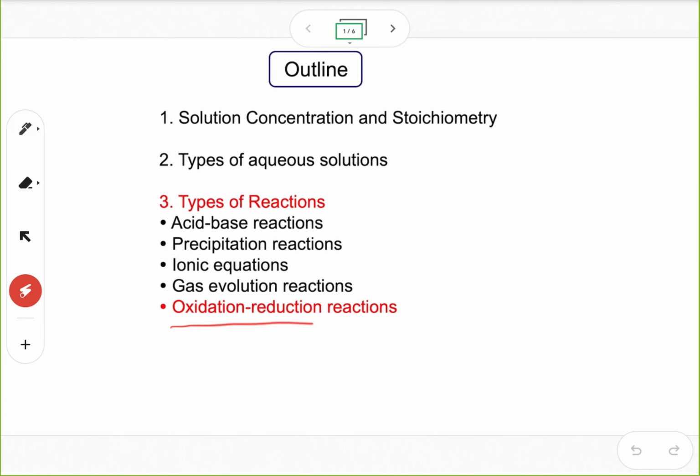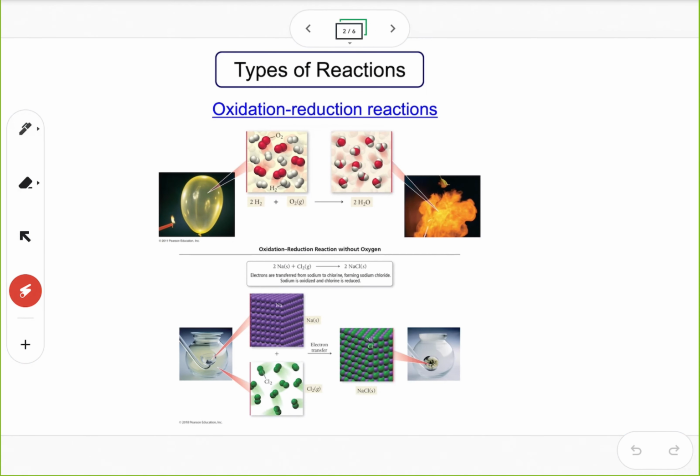Alright folks, in this video we're going to talk about oxidation reduction reactions. This is going to be the last video of the third topic in chapter 8. Let's take a look at these two examples.